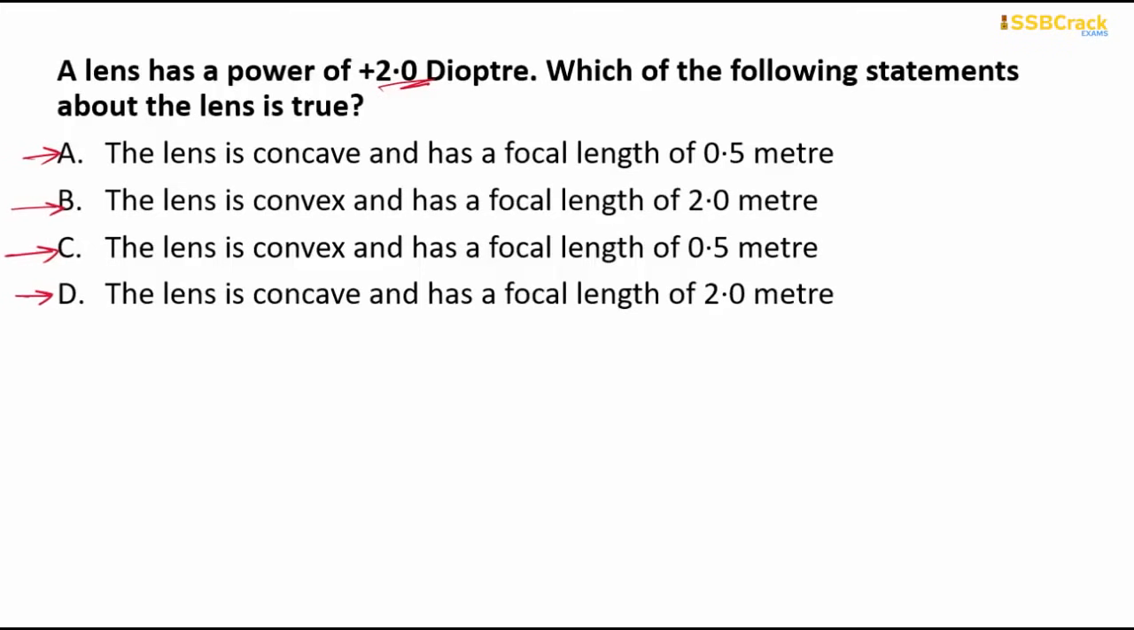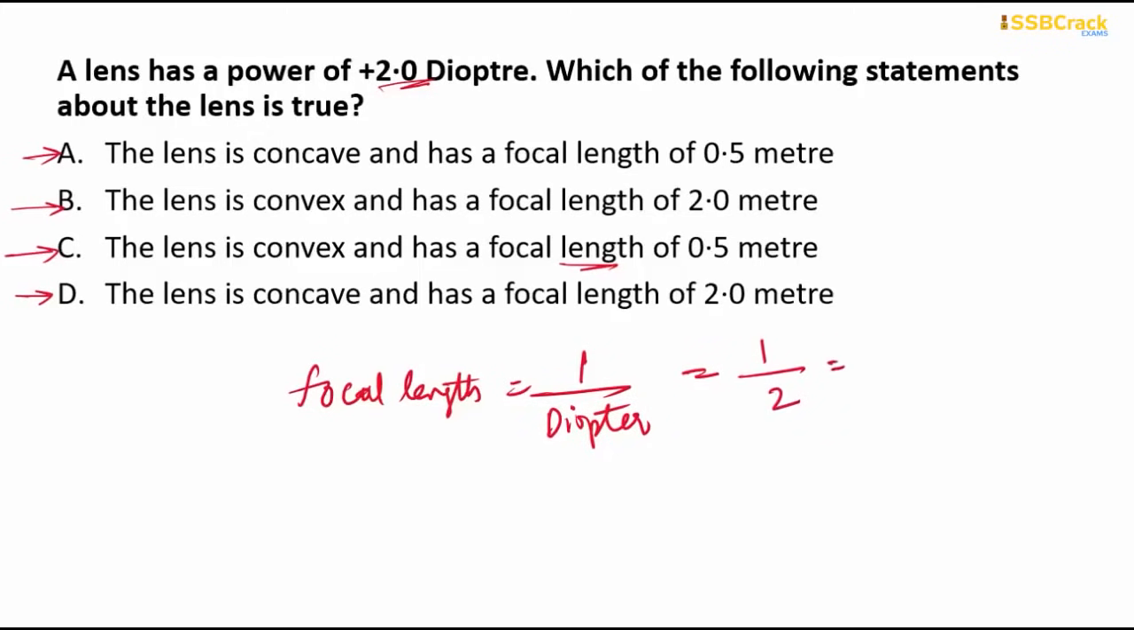You have to understand that it is asking about the focal length. Focal length is equal to 1 by diopter. So from this particular 1 by 2, which is equal to what? 0.5. So focal length is 0.5.